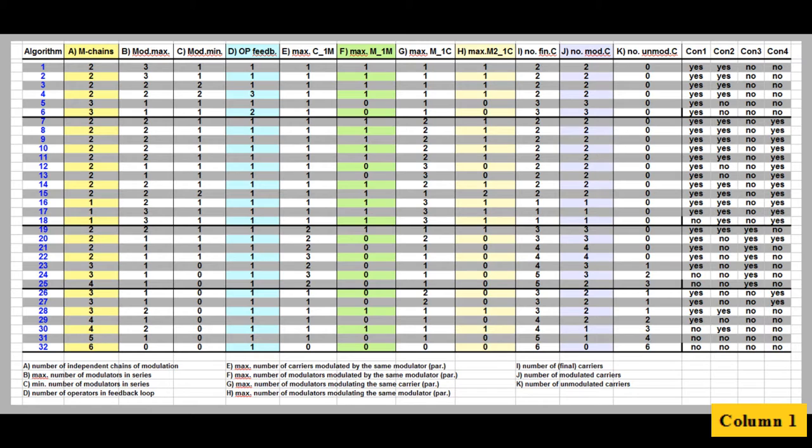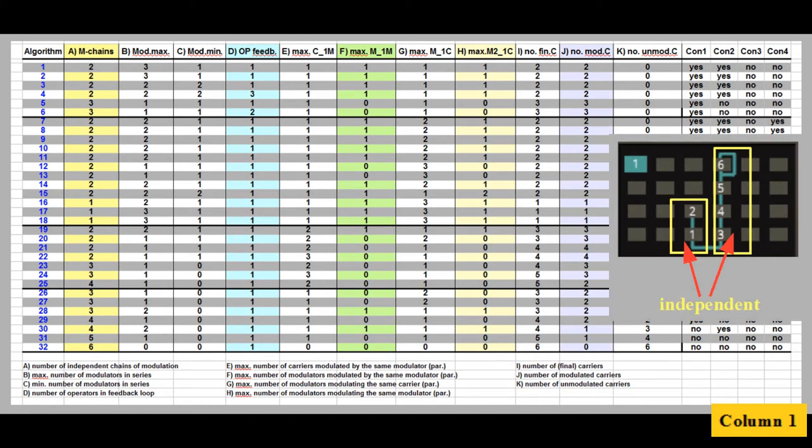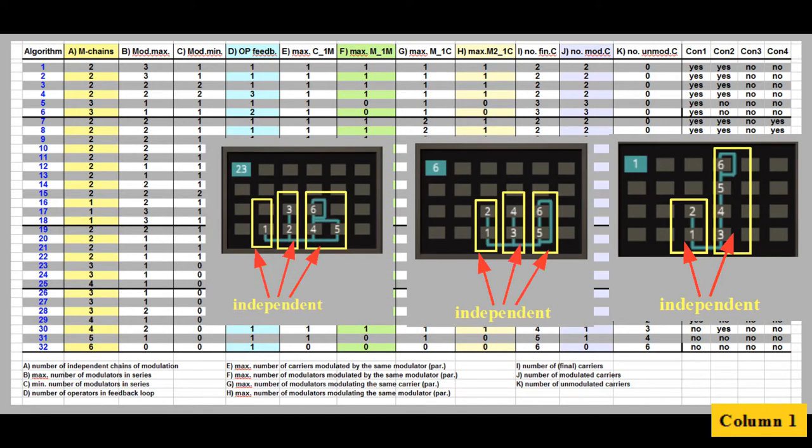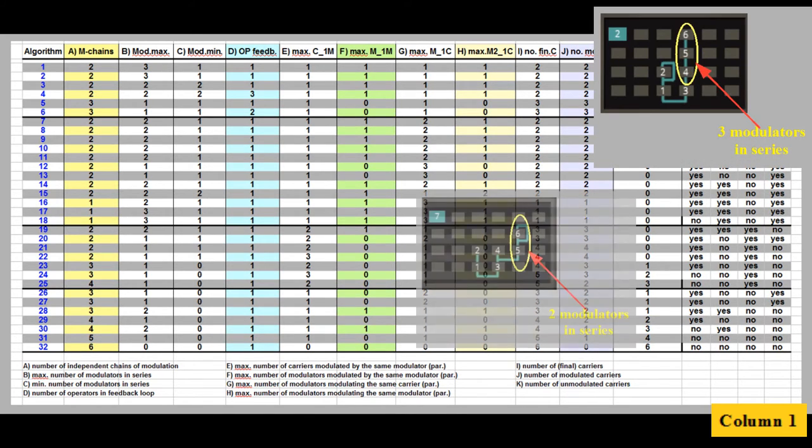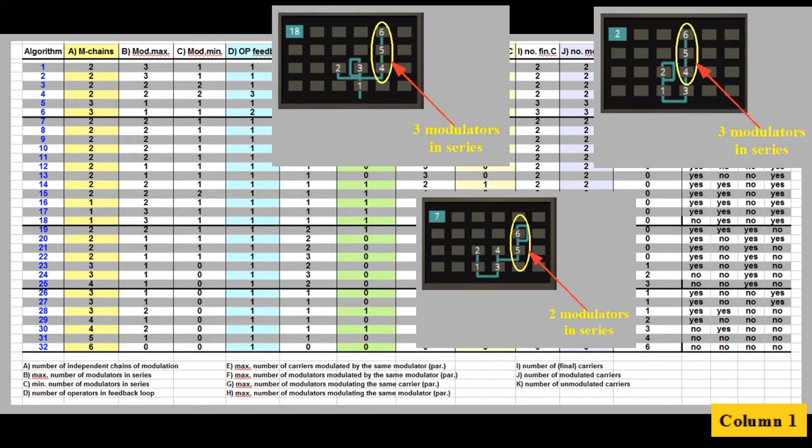A spreadsheet containing the most important characteristics of every one of the 32 algorithms, including the basic configurations CON1 to CON4, which they contain. The feedback loop is mentioned in column D, showing how many operators the feedback loop includes. Column A shows how many independent parts, independent in spectral composition and independent in their progression in time, a sound can have. Columns B and C, maximal and minimal number of modulations in series, give information about the possible harmonic complexity the algorithm is able to create.